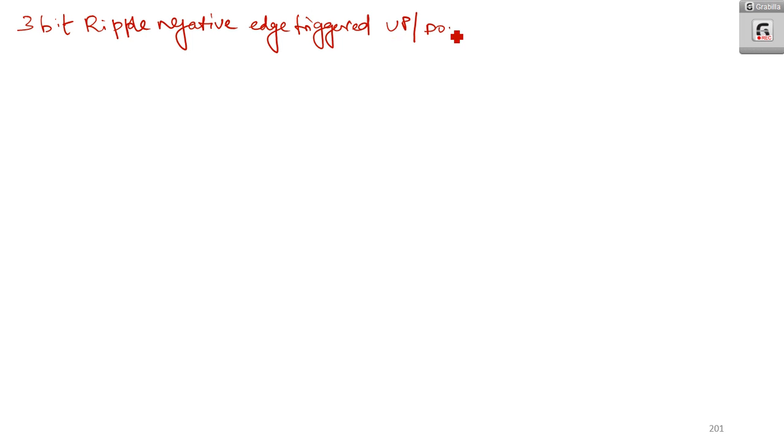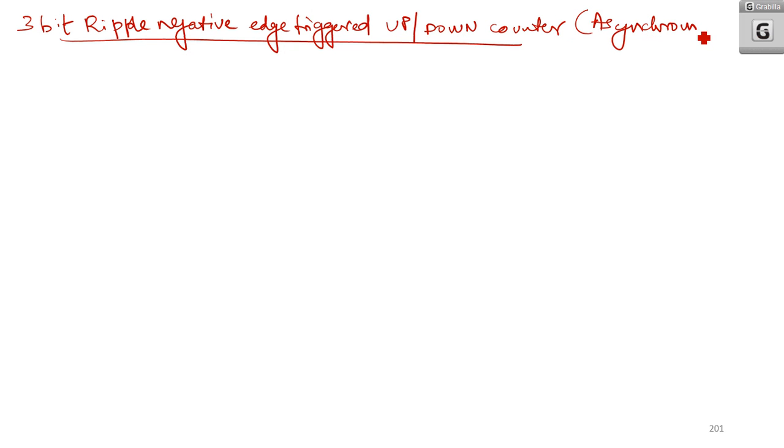That is, we are having a 3-bit ripple negative edge triggered up bar down counter. Okay. Already it is a ripple counter, so it is known as an asynchronous counter. Already it is mentioned that it is ripple, so it is asynchronous mode. Anyway, it is a 3-bit negative edge triggered up down counter.